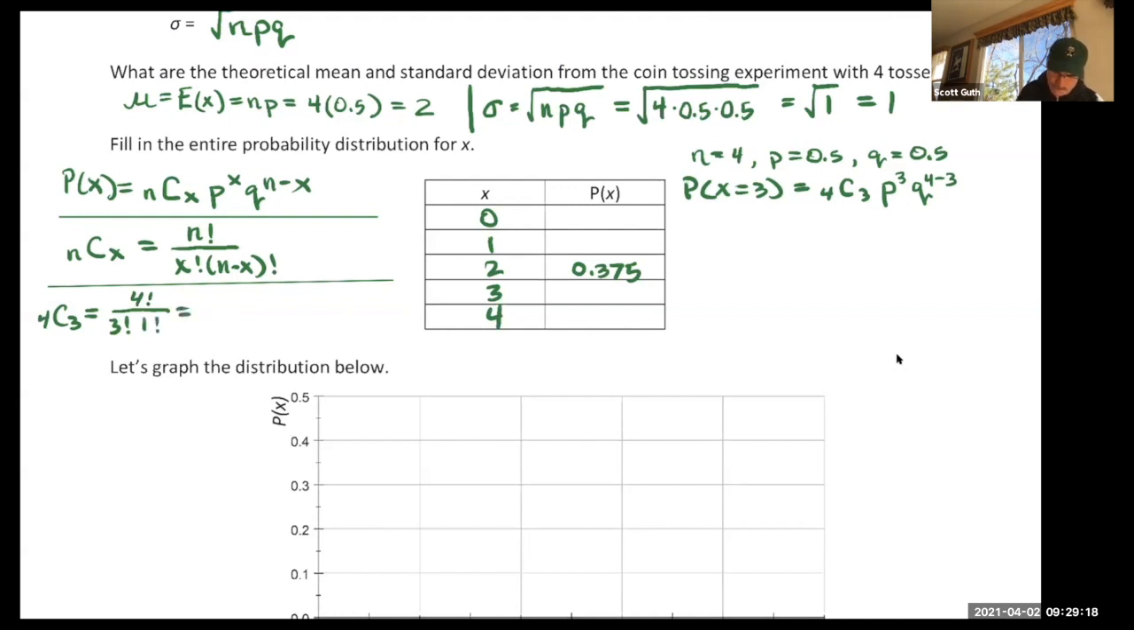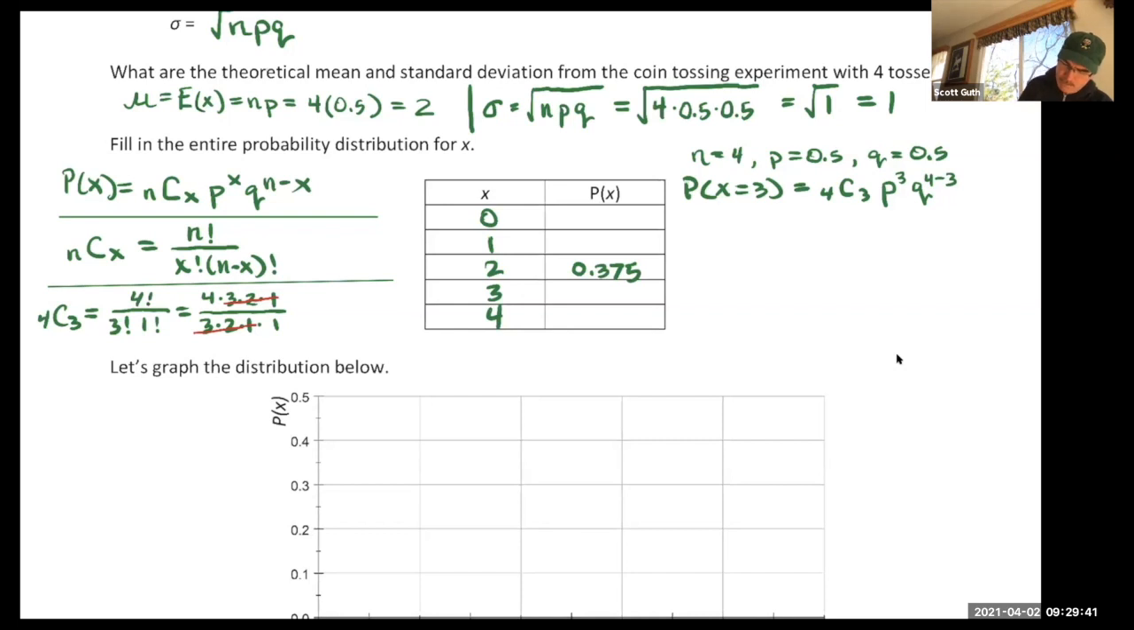And again, as a reminder, 4 factorial is 4 times 3 times 2 times 1. 3 factorial is 3 times 2 times 1. And then 1 factorial, of course, is 1. And you see the cancellation. No point in multiplying this out. 3, 2, 1, 3, 2, 1. You just have 4 over 1, which is 4.